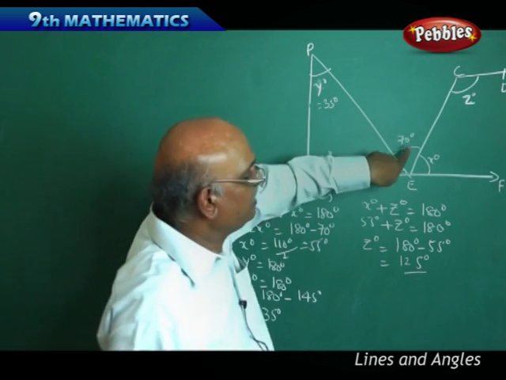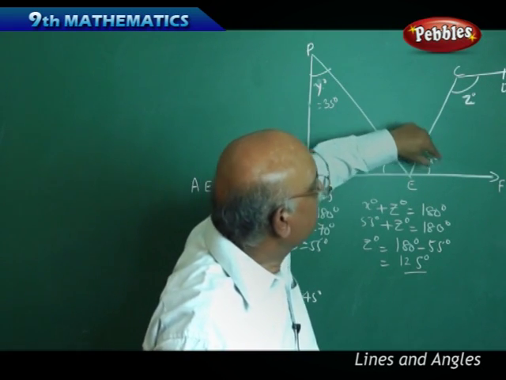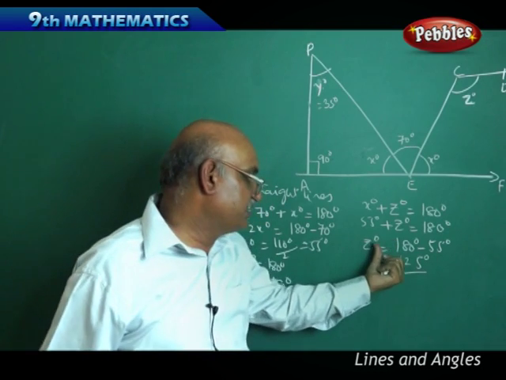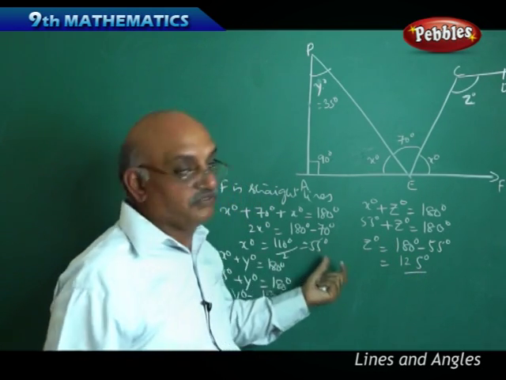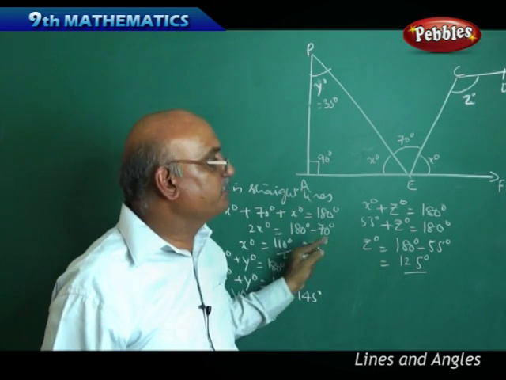Still, if you see, 70 plus 55 is 125, which is the same as z degrees. Therefore, you got the value of z degrees is equal to 125, y equal to 35, x is equal to 55. Now, the same type of model problem we are going to see next.